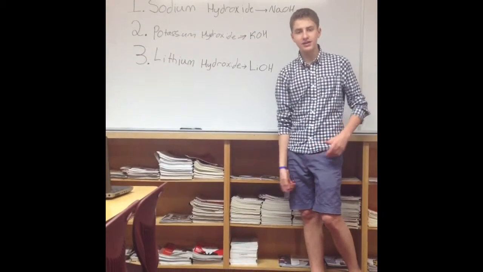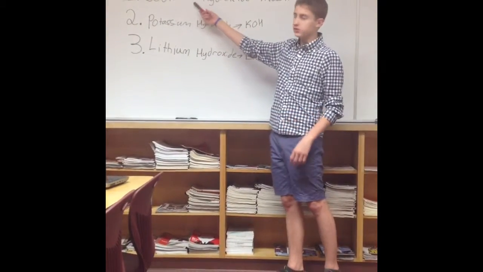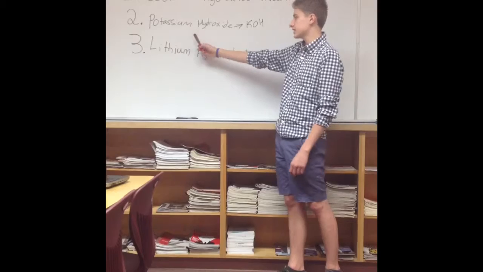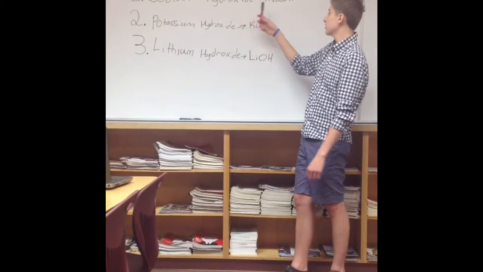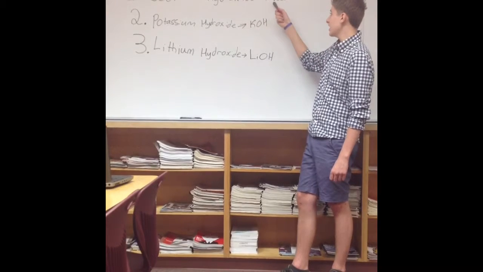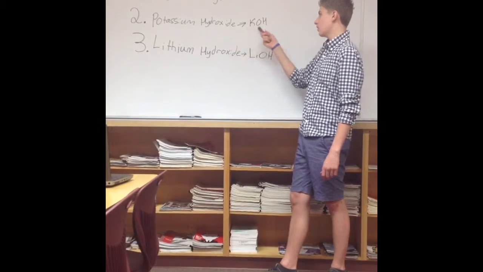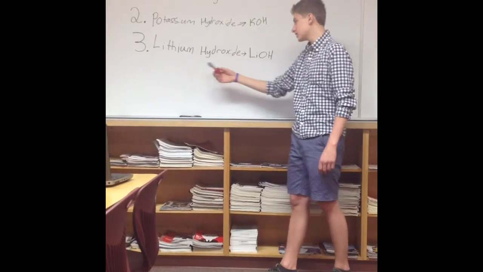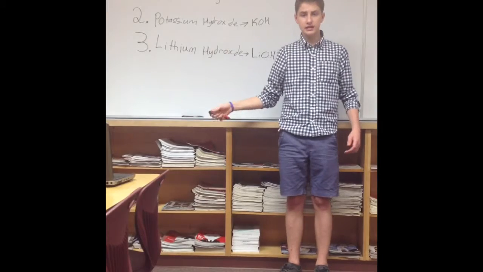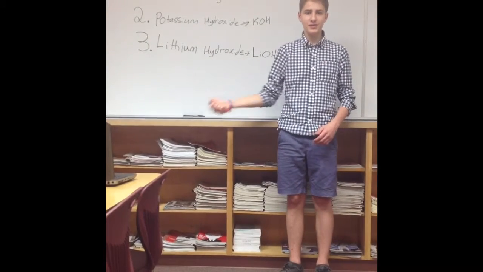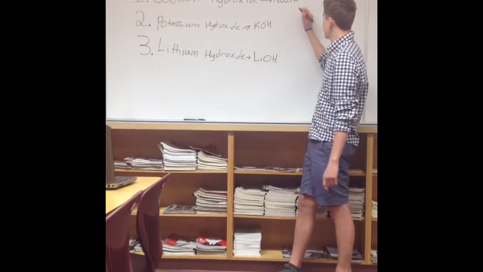Okay, so now we're going to learn about bases. Some examples of bases are sodium hydroxide, potassium hydroxide, and lithium hydroxide. And their chemical formulas are, for sodium hydroxide, NaOH, potassium hydroxide, KOH, and lithium hydroxide, LiOH. Now, the way to tell a base apart from an acid is that all bases end with OH.